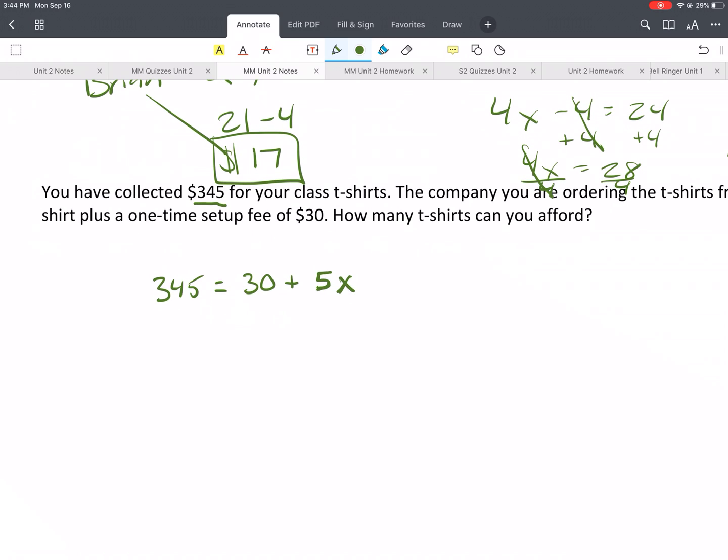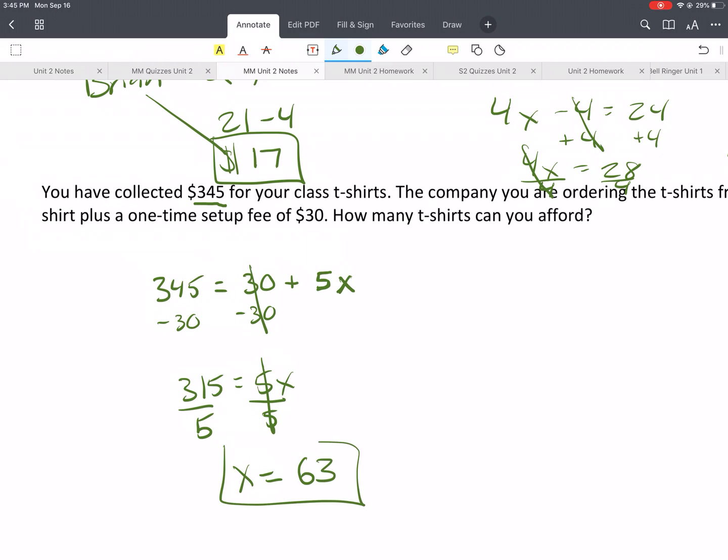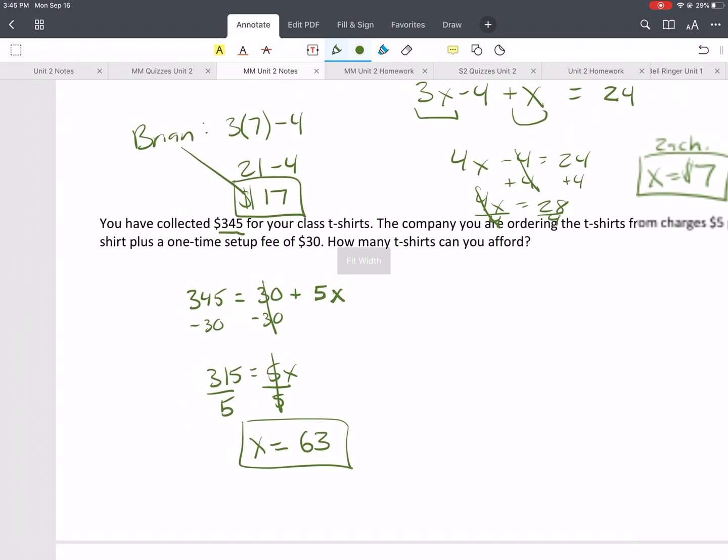So all we're going to do is solve. This would be a two-step equation. So we'd first subtract 30 from both sides. We'd get 315 equals 5x. And then to get x by itself, we would divide both sides by 5. Okay, that would cancel. We'd get x equals, I think it's 63. Okay, 63 t-shirts is the most that they could buy.